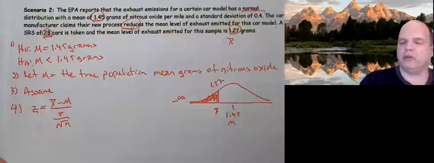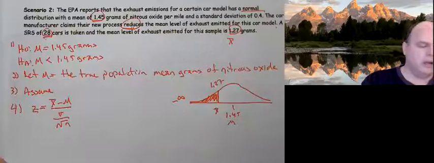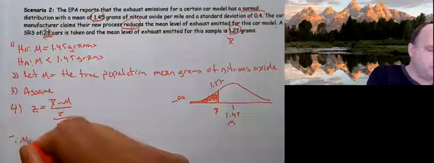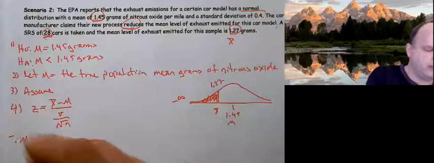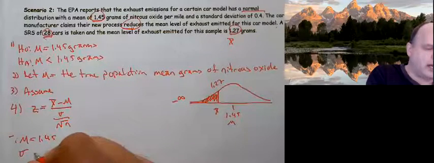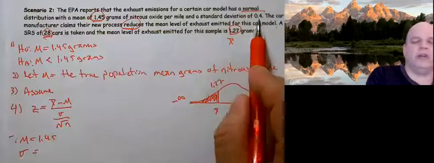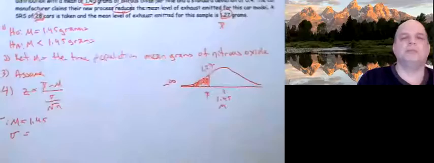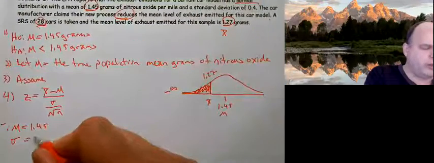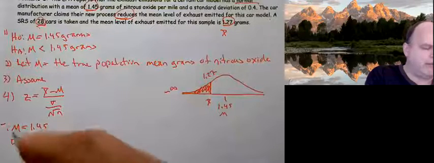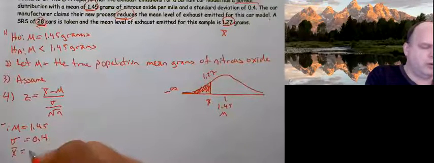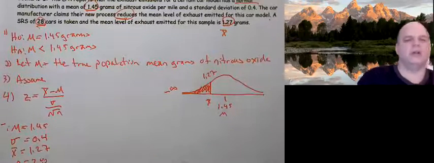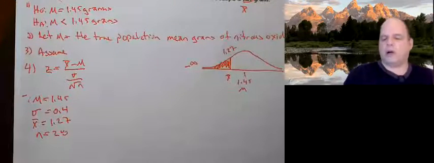We don't have data to enter this time, so we need to come up with a list of our inputs. So our inputs are mu equals 1.45. The standard deviation in this case, and we have to look for it, is right up here at 0.4. And that's the standard deviation of the population. And then we have an X bar equal to 1.27, and we have an N of 28. So at that point, we're going to plug into our equation.